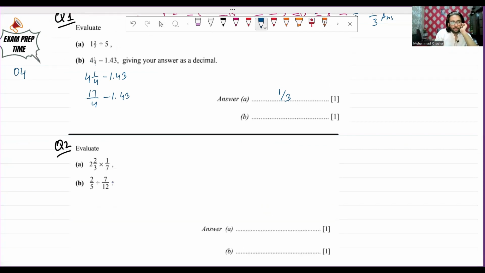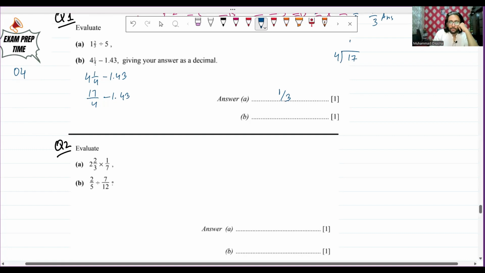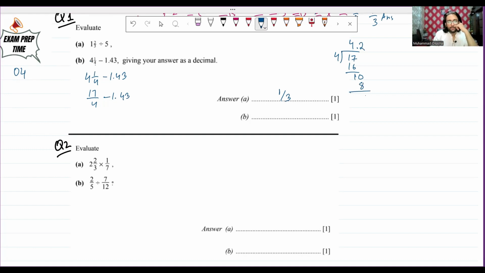So 17 divided by 4 minus 1.43. I want my answer in decimal. Why not convert 17 divided by 4 into a decimal? So 4 into 17. 4 4s are 16, and there is 1 over here. And I put a point, I'll put a 0 here. 4 2s are 8. Remainder will be 2. I'll put another 0 here. 4 5s are 20. I'm assuming you know the fourth grade division. 4.25. So I got 4.25 minus 1.43.